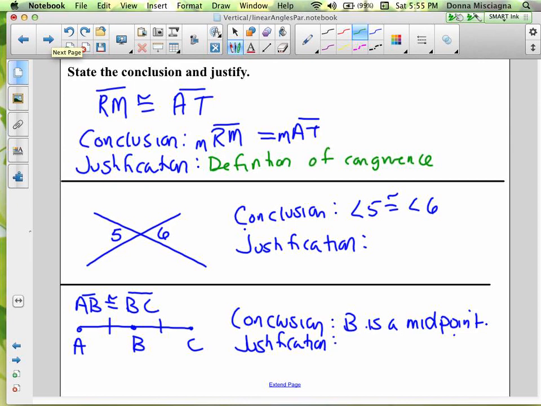Angle 5 is congruent to angle 6. What could we use to justify why those two angles are congruent? Well, let's think. What kind of angles are they? They are vertical angles. And we know vertical angles are always congruent.